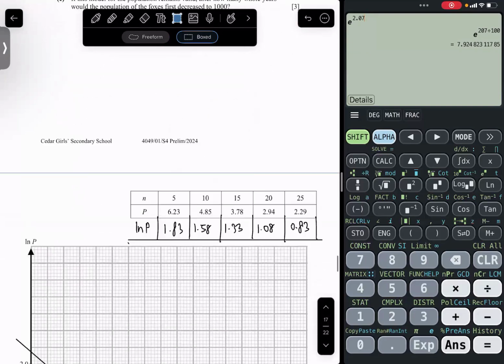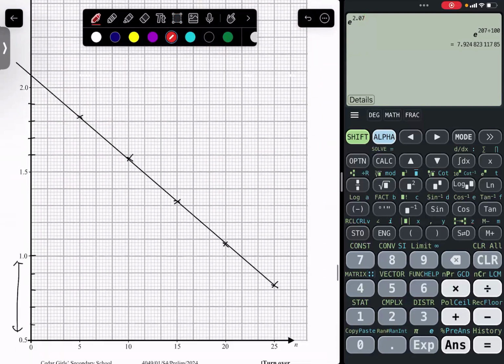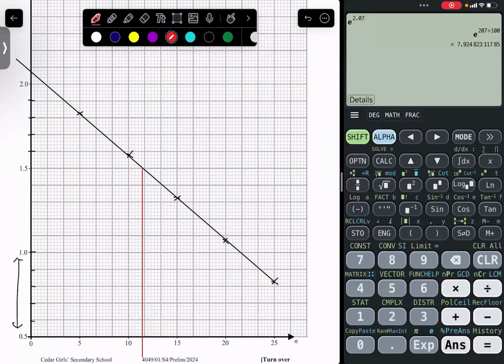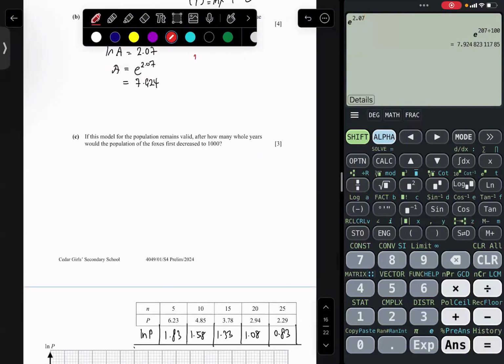Find the value of k. k is the gradient, so I'm going to take 2 points. I'll just take the 2 coordinates. So k equals y2 minus y1 over x2 minus x1. Let's say I take 0.83 minus 1.83 divided by 25 minus 5, which is 20.